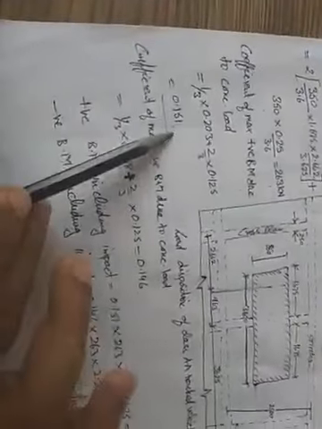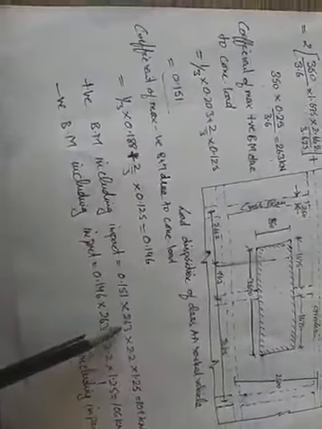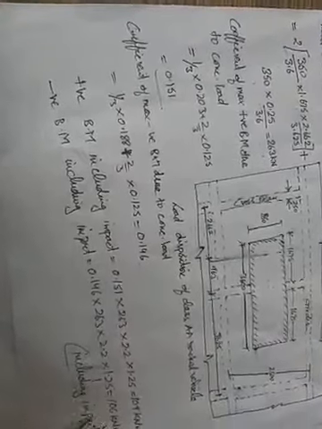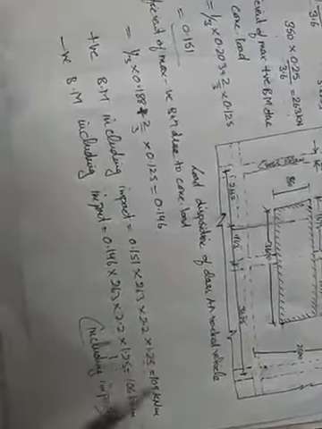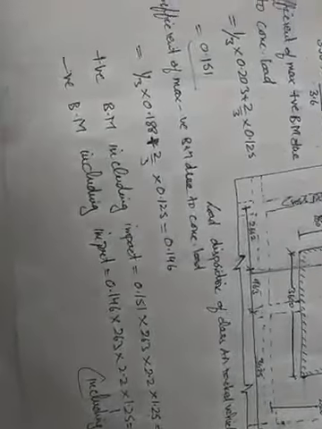So positive bending moment including impact is 0.151 into 226.3 into 2.2. Here impact also has to come into picture, so it is into 1.25. So this gives me 109 and 106 as the positive and the negative bending moments respectively. Then combining these two, the positive moments and the negative moments, we get the positive moment as 113.05 and negative moment as 113.37 kilonewton meters.